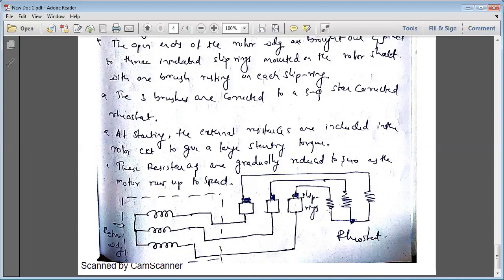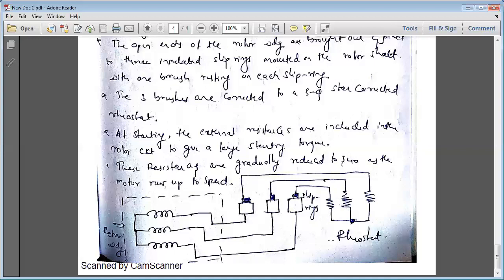See, this is the rotor winding, R, Y, B. Each winding is connected to one slip ring. This indicates the slip ring, and above the slip ring we have the brushes. So three slip rings and three brushes, and this is the R, Y, B three-phase winding. Each brush terminal is connected to the rheostat. And what happens using this rheostat?